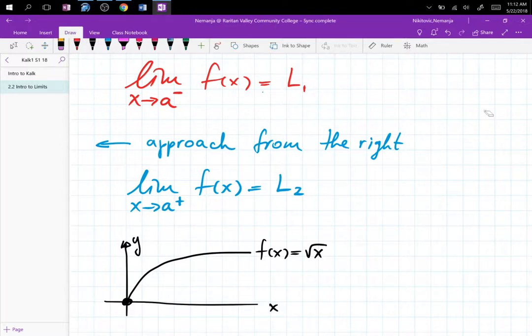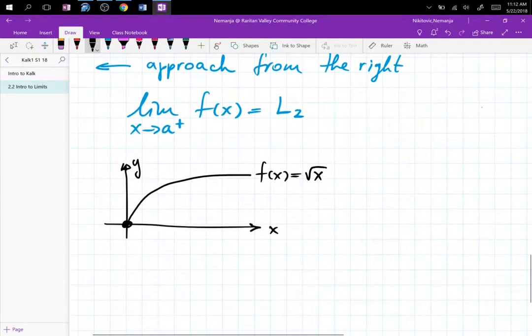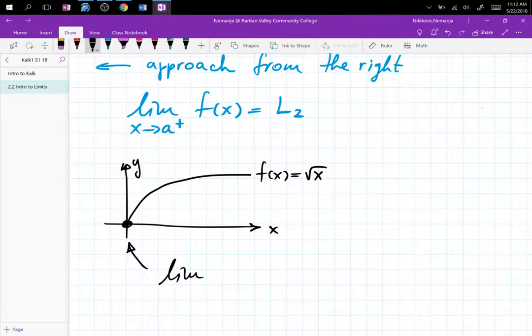So I can go and calculate the limit at any point I want, and I will have to use left and right and all of that kind of stuff. Except at one point, at 0. At 0, I can only write limit x approaches 0 plus for square root of x, and I'm going to get 0 as the answer.